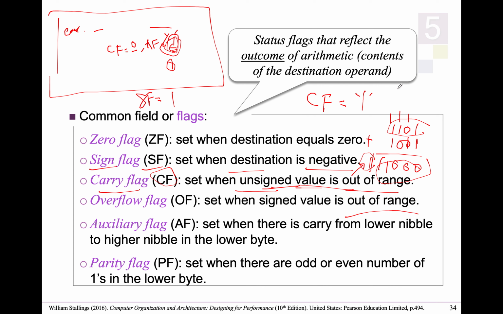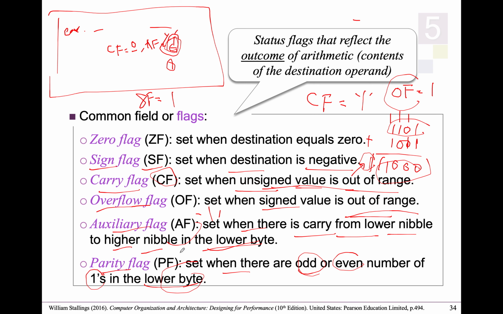Then the overflow flag, OF: you need to know its function. When a signed value goes out of range, of course, OF equals 1. Next is the auxiliary flag AF, set to 1 when there is a carry from the lower nibble to the higher nibble in the lower byte. And lastly, your parity flag PF is set depending on odd or even numbers of ones in the lower byte. What is the lower byte? Later on you will see examples.